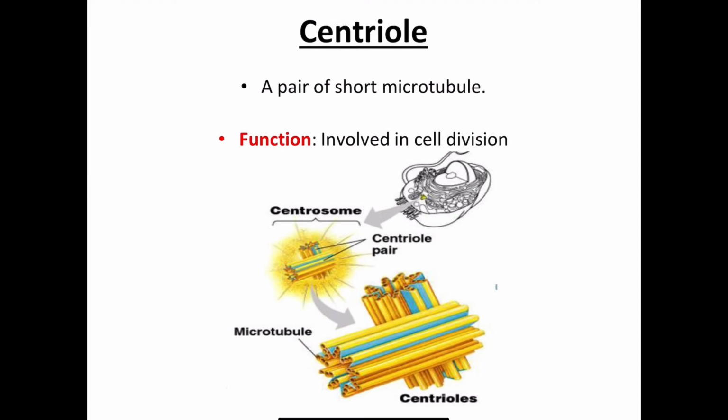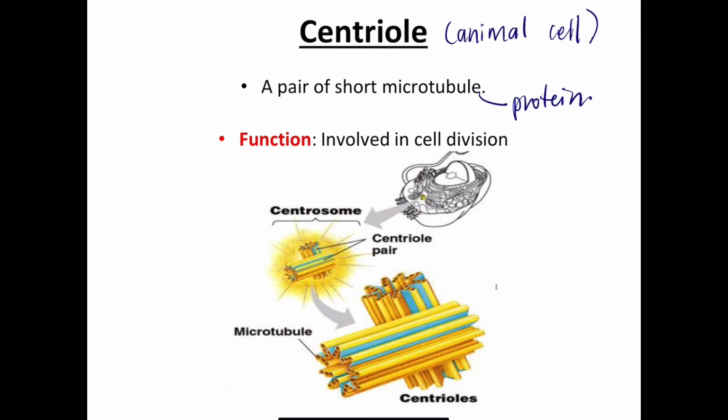Okay, the last organelle yang kita akan tengok adalah centriole. So centriole can only be found in animal cell. So it is a pair of short microtubule. So microtubule ini adalah protein. Okay. So the function of centriole is it is involved in cell division. So dia involved dalam mitosis, meiosis.